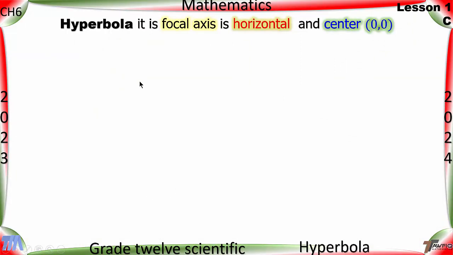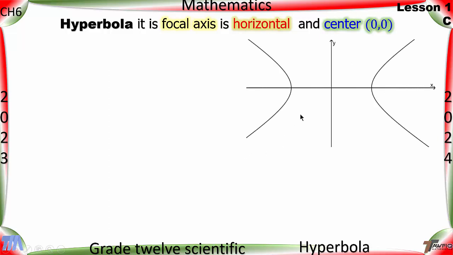First of all, let us take a hyperbola. Its focal axis is horizontal and the center is (0, 0). If the distance between the center and F1 is c, then the distance between the center and F2 is c too. So F1 is (-c, 0) and F2 is (c, 0). So the two foci are (±c, 0).